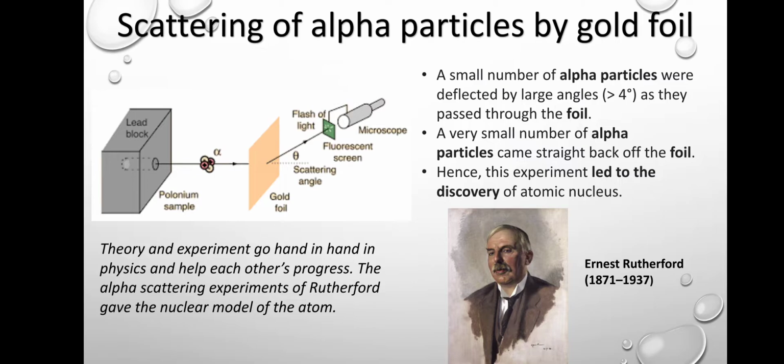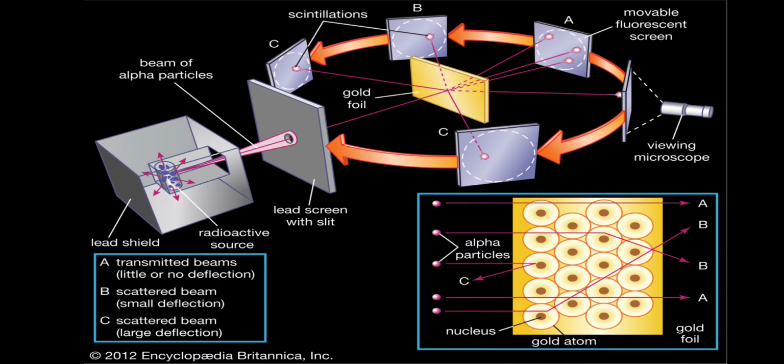So, theory and experiment go hand in hand in physics, and they help each other's progress. The alpha scattering experiments of Rutherford gave the nuclear model of the atom. So, looking at this, why does it happen that way? Why were a small number of alpha particles deflected by large angles in the scattering of alpha particles by the gold foil experiment? Why did a very small number of alpha particles come straight back off the foil? That was nothing but it led to a great discovery in physics. I'll tell you what it is.